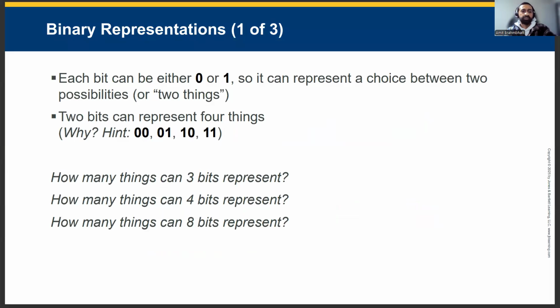Binary representations. Here we explore how bits represent information. A single bit, which can be 0 or 1, represents two possible values. Two bits can represent four possibilities, and this pattern continues exponentially. The slide challenges us to consider how many values 3, 4, or 8 bits can represent. In general, n bits can represent 2 raised to n distinct values. This exponential growth is a cornerstone of computing and explains how relatively small numbers of bits can represent vast amounts of information.